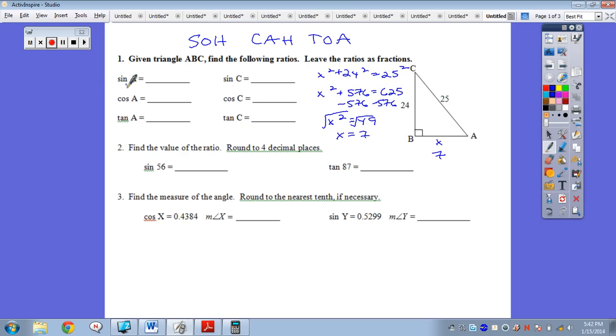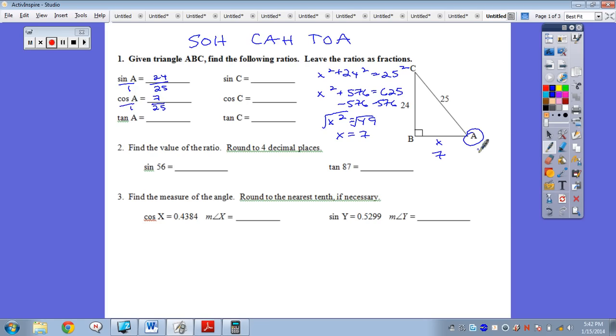So setting up each proportion, you're looking at sine of angle A. So we're looking at this angle right now. Sine is opposite, so the opposite side to A is 24 over hypotenuse, which is 25. So you've got sine of A over 1 is equal to 24 over 25. Cosine of A, so you're still looking at this angle, is the adjacent side, which is 7 over the hypotenuse, which is 25. So cosine of A over 1 is equal to 7 over 25.